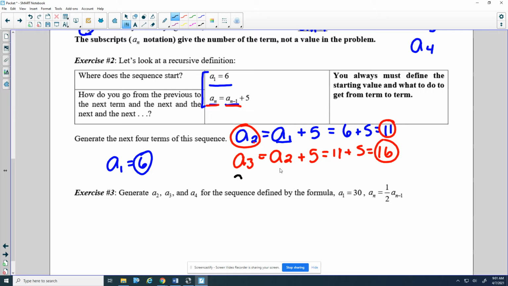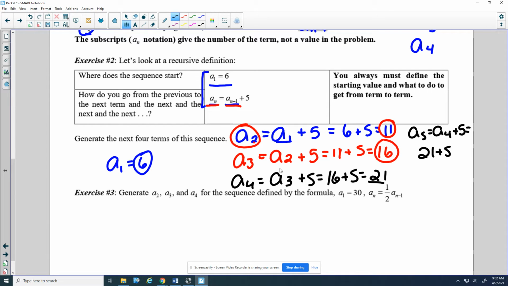So continuing on, a sub 4 equals a sub 3, right? The term before it plus 5. A sub 3 is 16, so 16 plus 5 is 21. And then it wants me to get the next 4 terms, so I also have to find a sub 5, which is a sub 4 plus 5, which is 21 plus 5, which is 26.